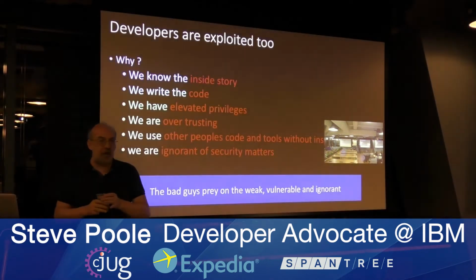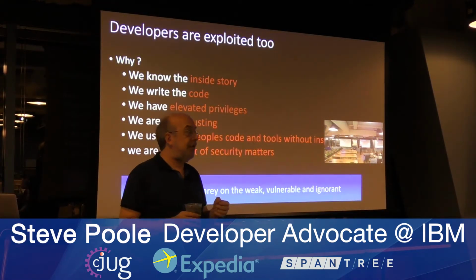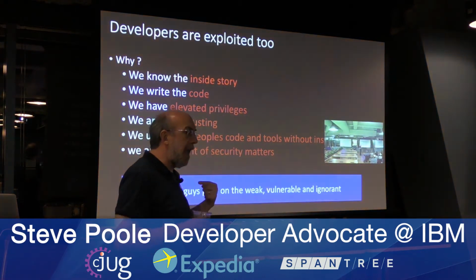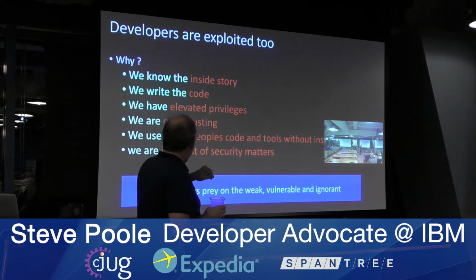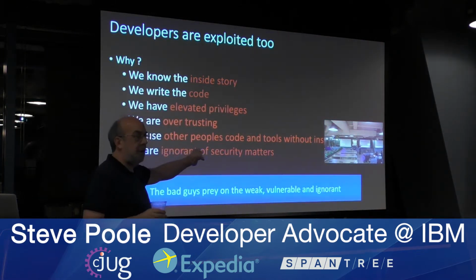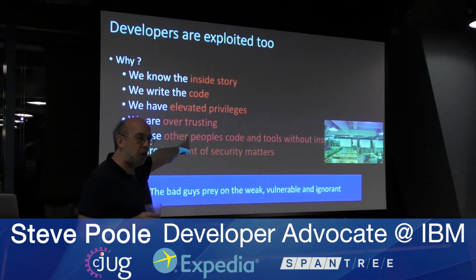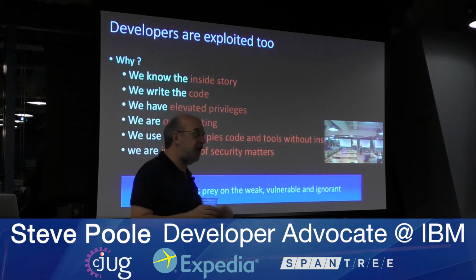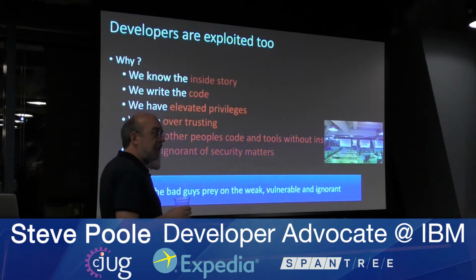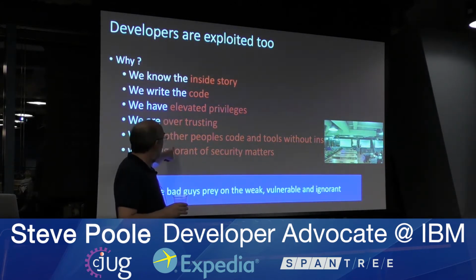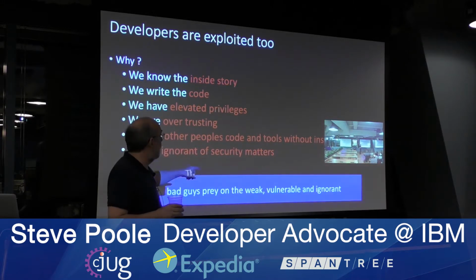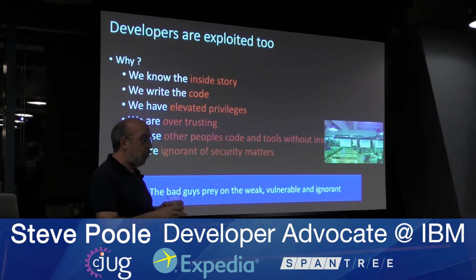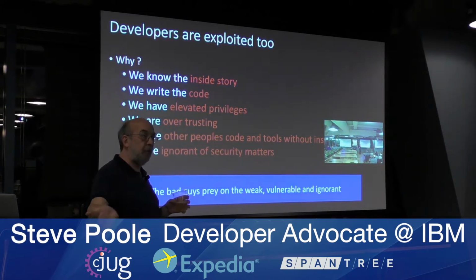That's not the only sort of exploit that goes on. Right? There's a whole social engineering thing that goes on aimed at us. And that's because we're the guys that know how things work. We write the code, right? We tend to run things with higher privileges. We are very trusting. And we run other people's code without even thinking about it. How many of you work for a company where you have a policy about consuming other people's code?